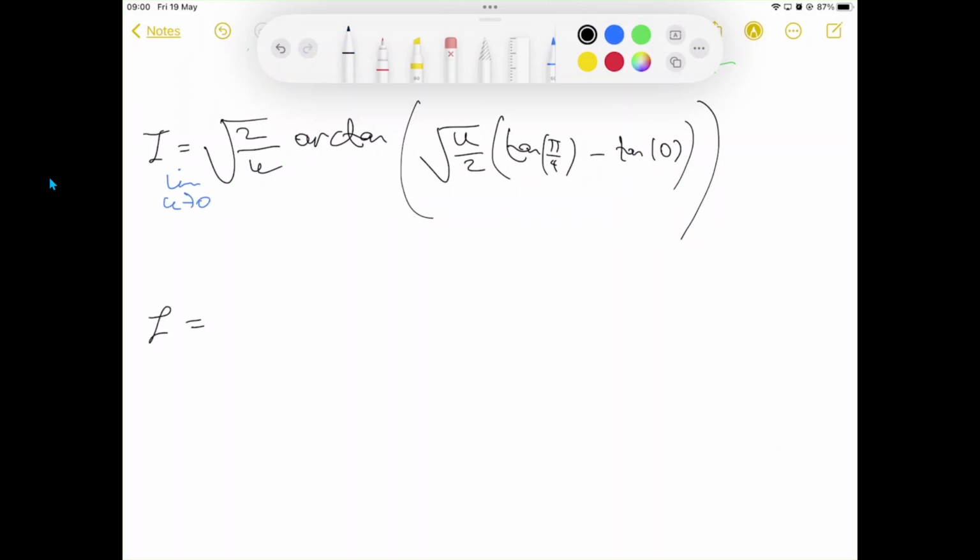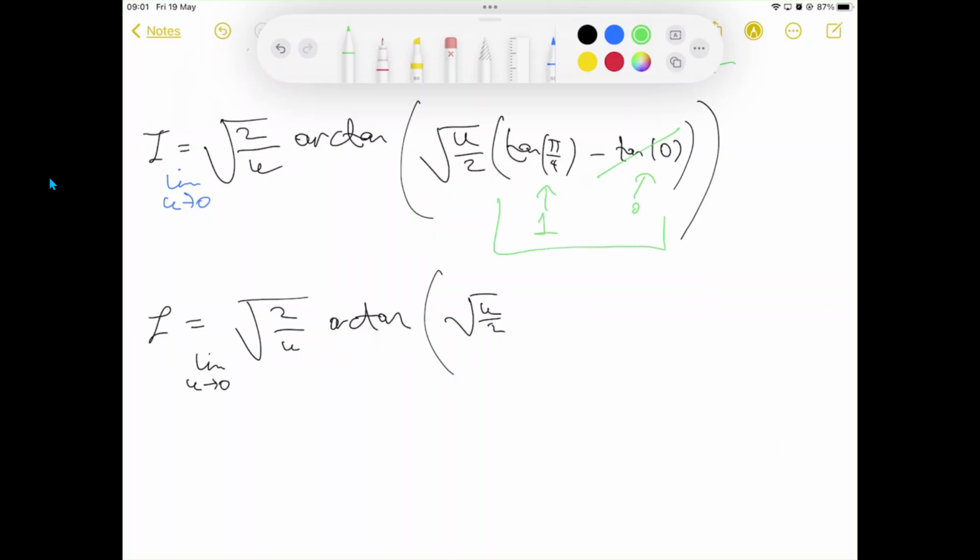Okay, so the integral is equal to, once again, the limit as u approaches 0 of that surd multiplied by arctangent of what's in this bracket. Well, firstly we have root u over 2, no dispute about that. Tangent of 0, if you draw the tangent graph, is equal to 0. We cross that out. Tangent of pi over 4 is equal to 1. So this entire thing is equal to 1. So we just have this really.